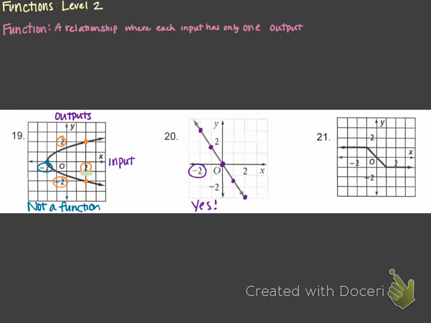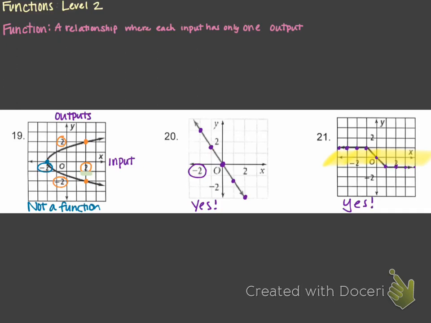All right, let's take a look at our third graph. For every one of our inputs, so for every one of these x values right here, we're wanting to see one and only one y value. And if we look at our line, we can see that we do have one and only one output value for every one of our input values. So yes, this would be a function.